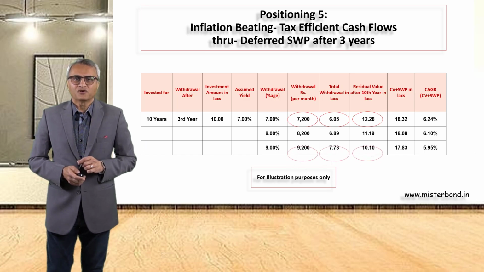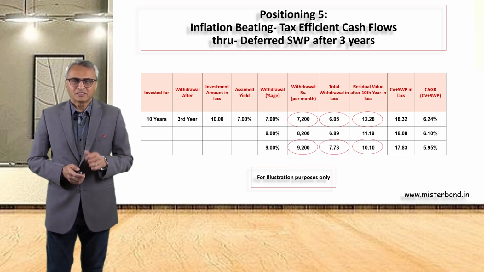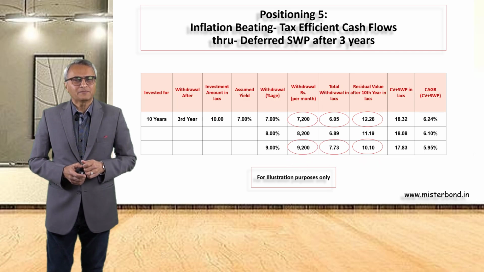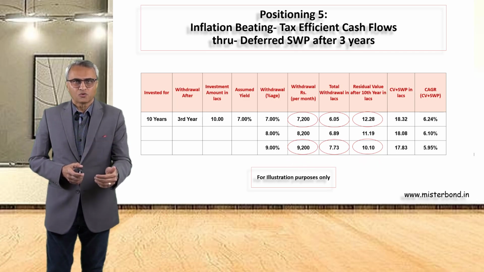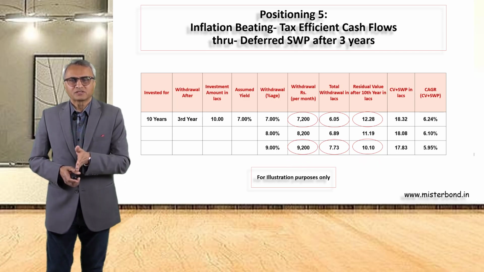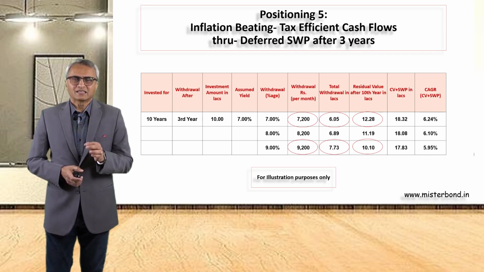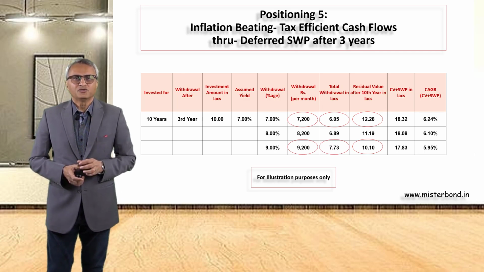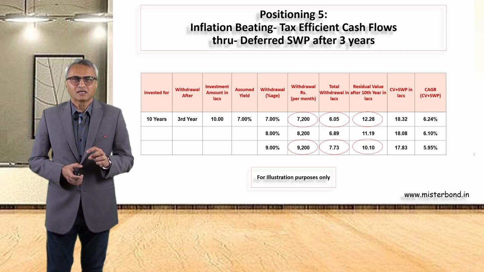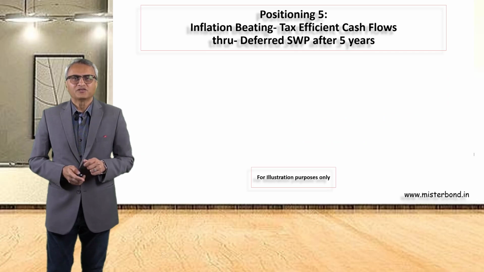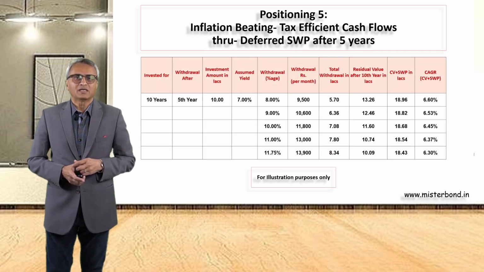Naturally, if you withdraw higher and higher amounts, instead of 7%, if you had withdrawn 9% after the third year is over, your residual proceeds are only 10 lakh rupees. But it is still a very efficient way of utilizing this for cash flow requirements by converting this into a deferred annuity. Now let's convert that: instead of withdrawing the money after the third year, if we withdraw money after the 5th year, what will happen?